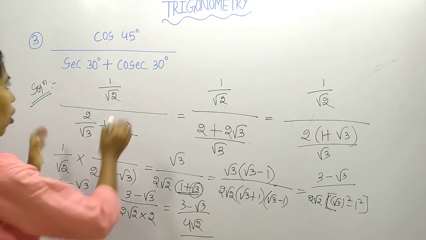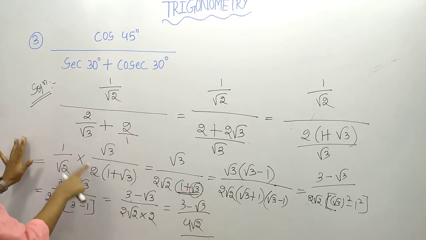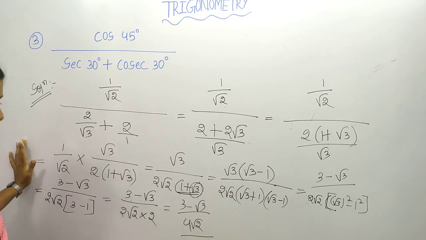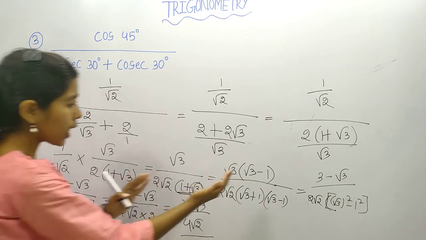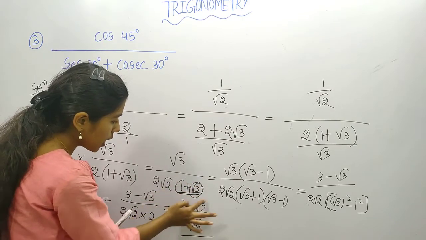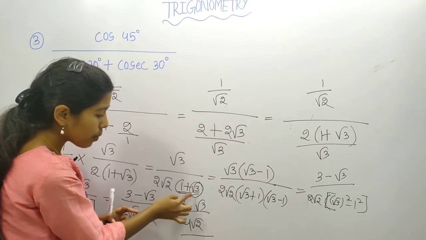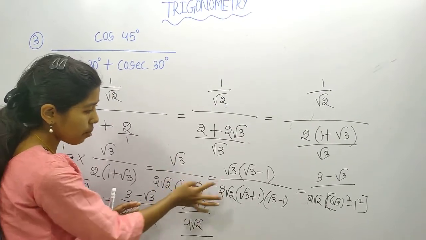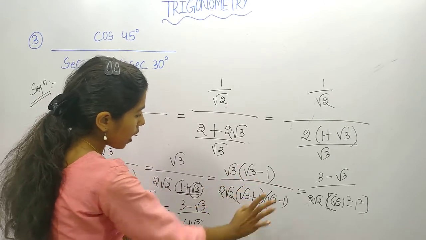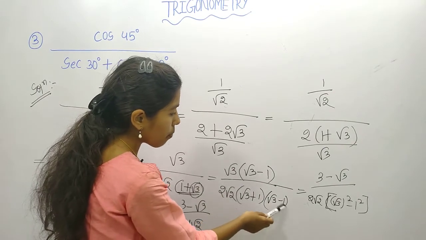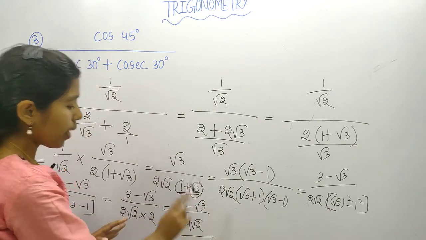See, first of all we found the values of these angles. Then what did we do? Here you see 1 by root 2 into root 3 by 2 into 1 plus root 3. Then root 3 into 1, root 3 divided by 2 root 2 into 1 plus root 3. Then how did we simplify it? First, this is our imaginary part. You can see 1 plus root 3. So we have to multiply by the opposite sign of this imaginary part and we have to also divide by the same. So we have multiplied and we have divided. Then we got a plus b into a minus b is a square minus b square. Then our solution is 3 minus root 3 by 4 root 2.